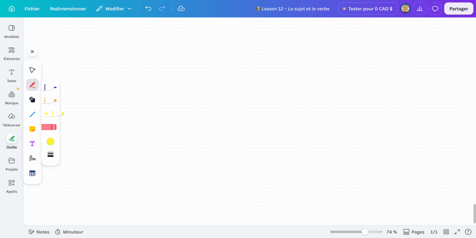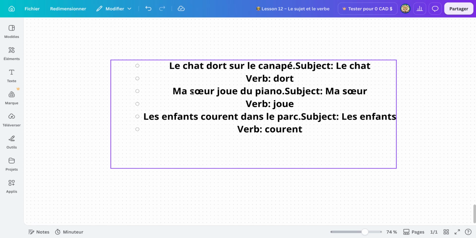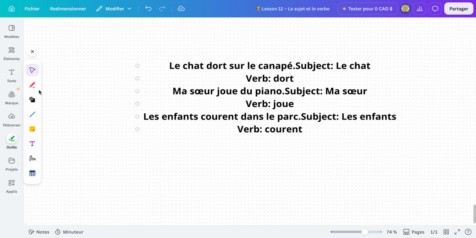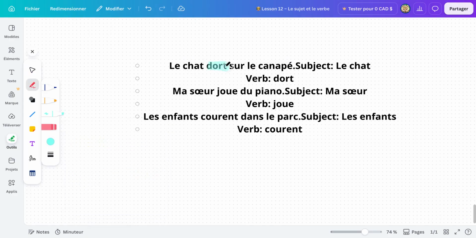And now, okay, check out the examples I put. Le chat dort sur le canapé. Here, so let's just check it out. Let me use the highlighter. Verb here is dort because it's le verbe dormir.